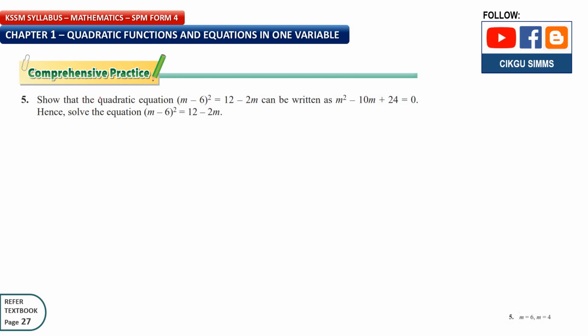This is your value of p. Let's see question 5. Show that this equation can be written as this equation. Okay. And then you need to solve it. Means you need to find the roots. Normally you have 2 answers.